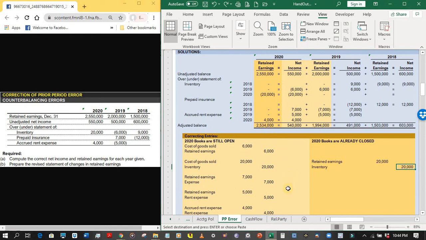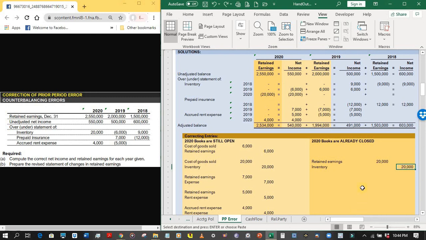So let us proceed to the last journal entry, which is accrued rent expense debit, then credit rent expense. So accrued rent expense is a real account, which is liability, and rent expense is a nominal account. So that is why when we prepare this journal entry, if the books are already closed, the rent expense will be replaced with retained earnings. And still, the accrued rent expense account is debited.